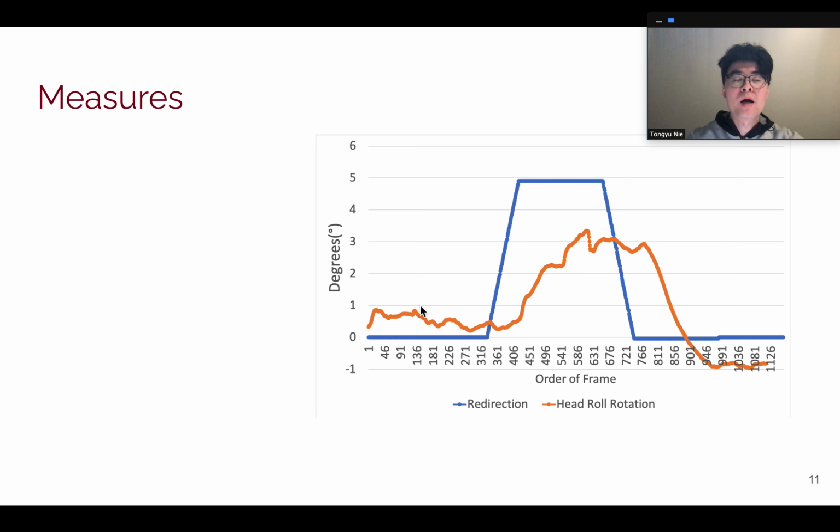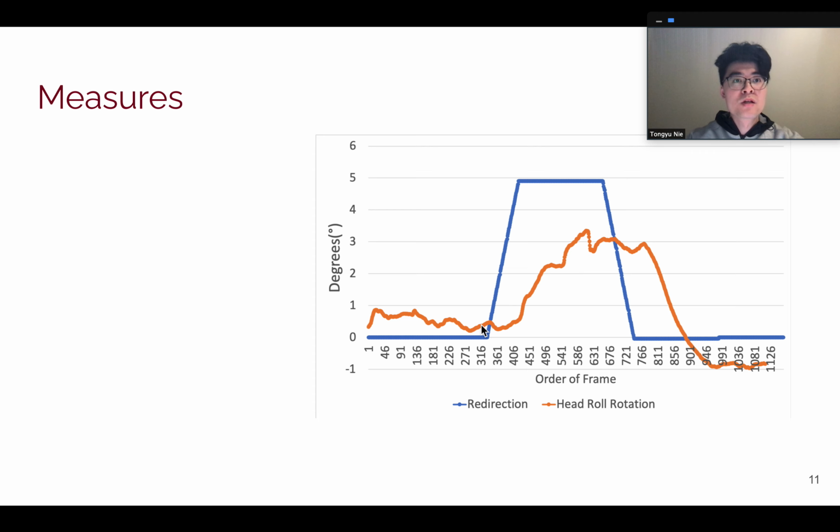We recorded participants' head position and rotation during each frame. And here is an example of the recorded data from one trial. Y-axis is the degrees, while x-axis is the time order of each frame. The blue line is the redirection we applied.